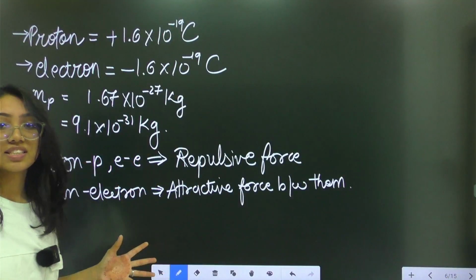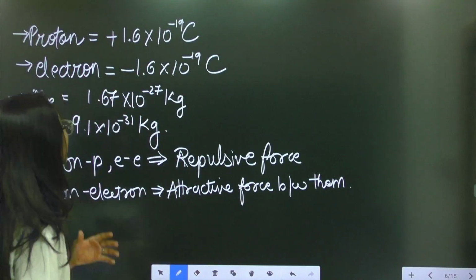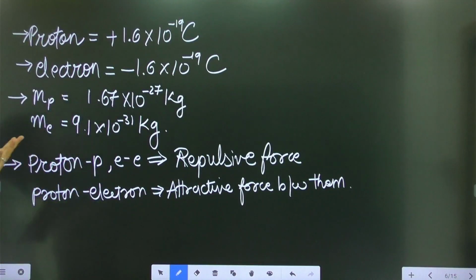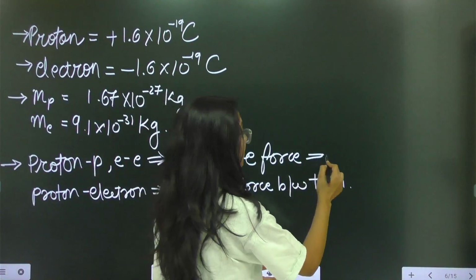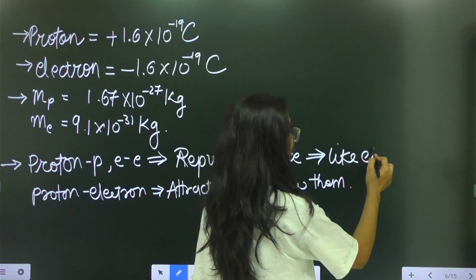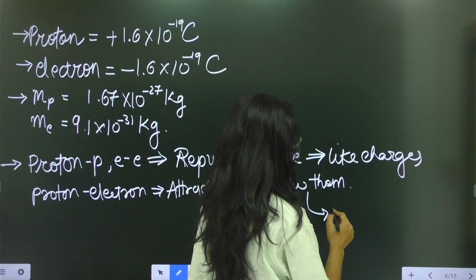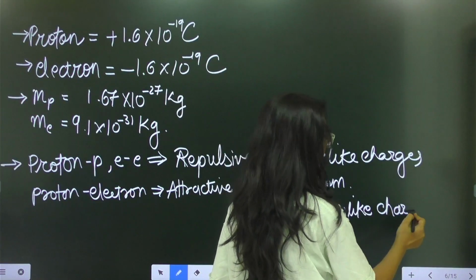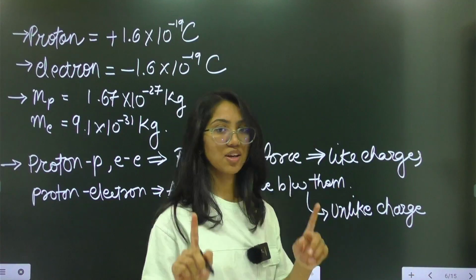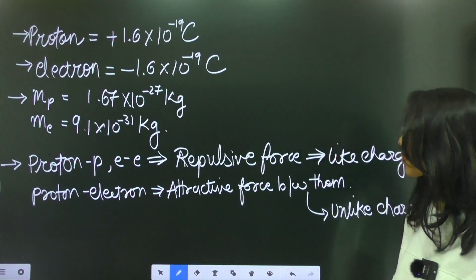Proton has 1.6 × 10^-19 Coulomb, electron has -1.6 × 10^-19 Coulomb. The mass of proton is 1.6 × 10^-27 kg, and the mass of electron is 9.1 × 10^-31 kg. There is a repulsive force between like charges and an attractive force between unlike charges, the same as we see in magnets, like north and south. So it's basically the same everywhere, okay?